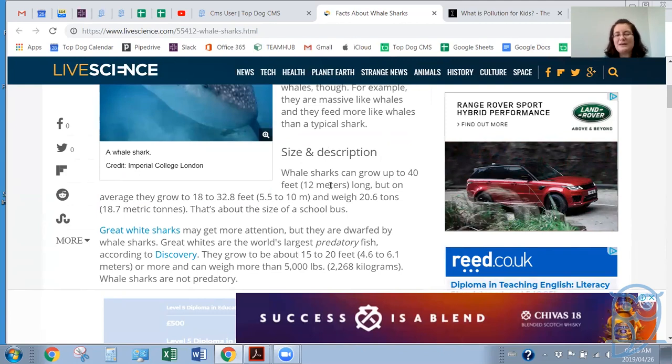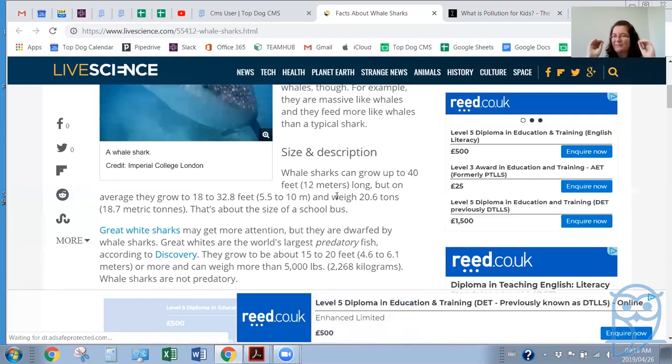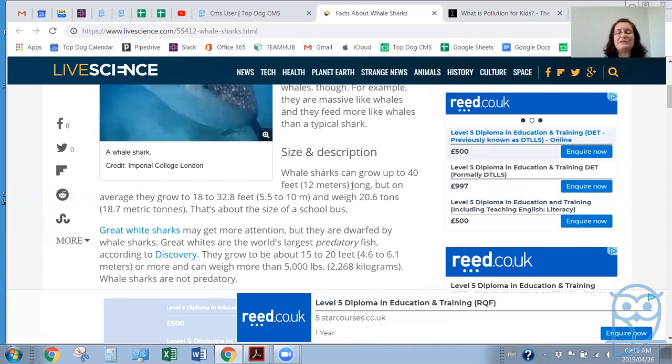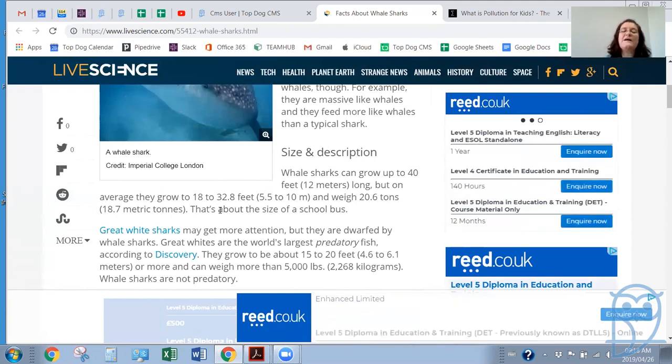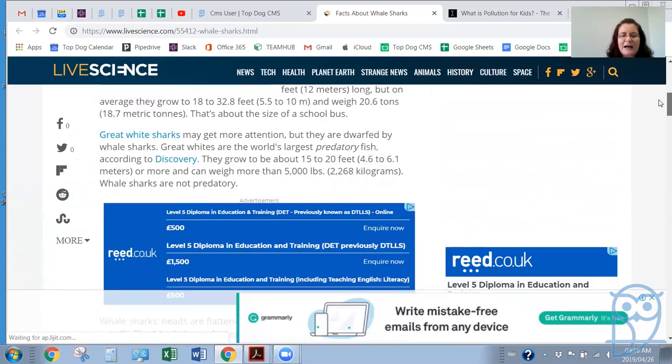So they've gone the very factual route because they've had a chance to research, but you won't have that as long as you have some sort of information you can put in there relating to the appearance of the animal. So whale sharks can grow up to 40 feet or 12 meters long, but on average they grow to 18 to 32.8 feet and weigh 20.6 tons. That's about the size of a school bus. Okay, fine, let's come down.